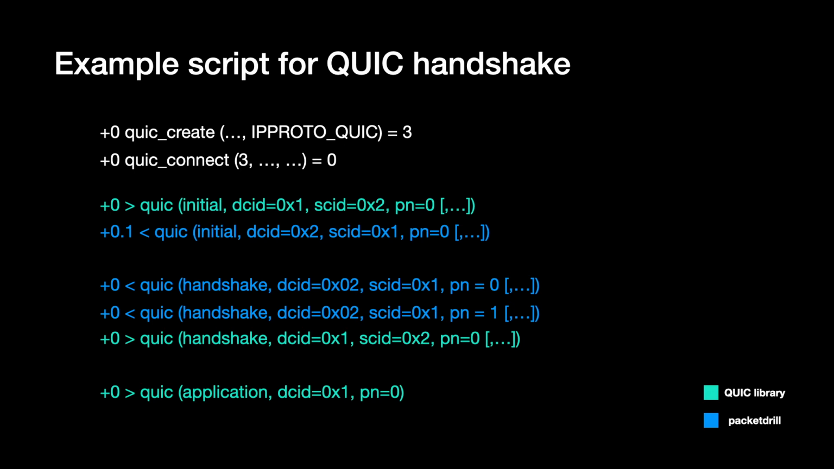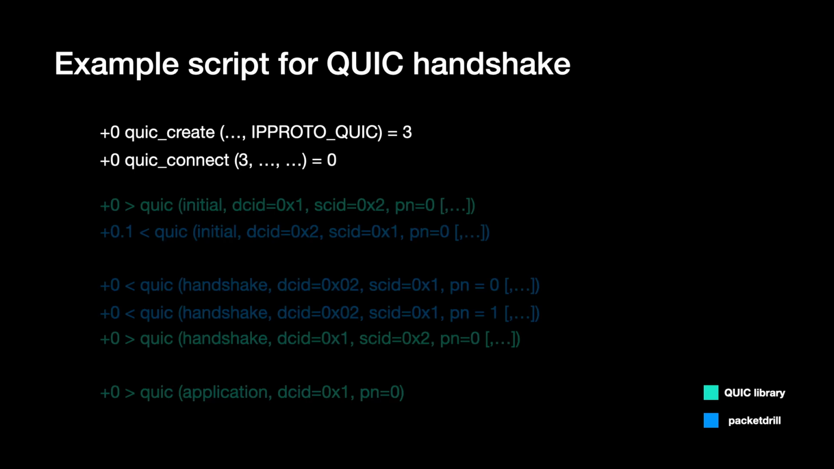Note that the time is specified in seconds. The first two lines are QUIC library API abstraction that allows one to create a QUIC connection and call connect on it, respectively. Packetdrill executes the API calls and verifies that it returns the expected result.